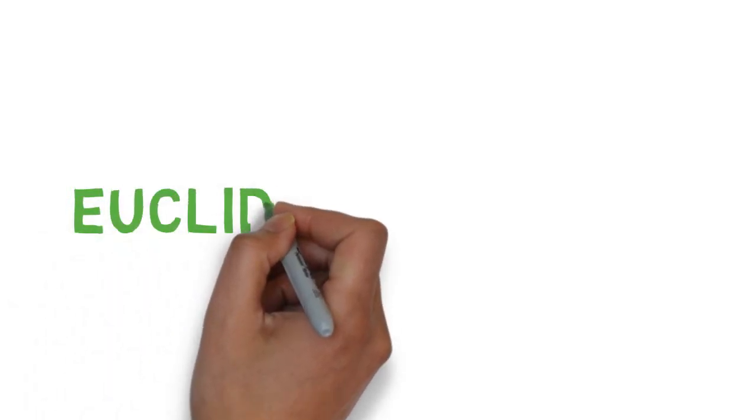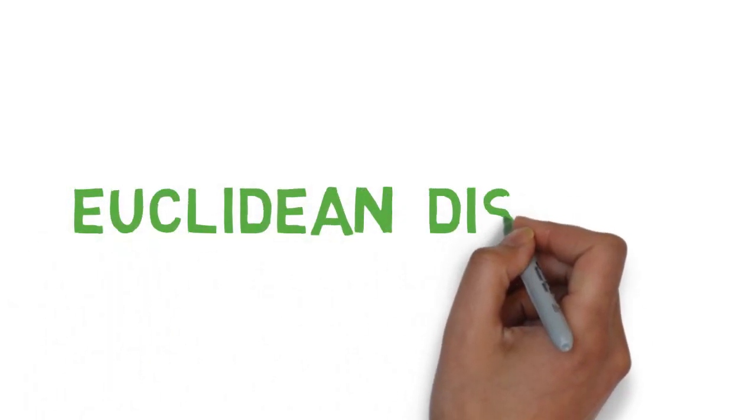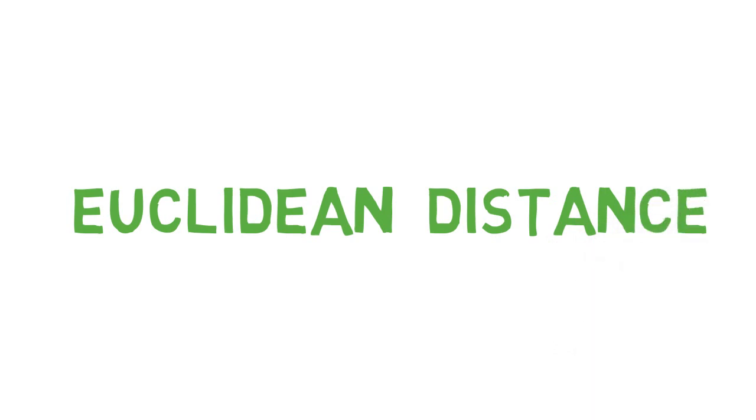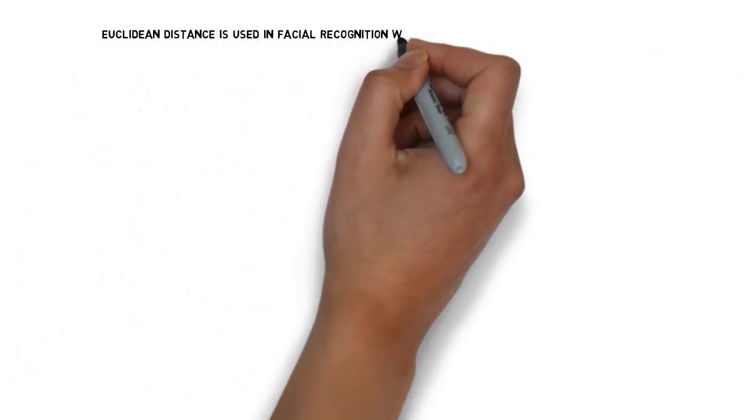Hello everyone. In this clip, we are going to discuss Euclidean distance along with a program to compute the same in Python. Euclidean distance, or simply called ED, is used in facial recognition where distance between pixels can be measured.